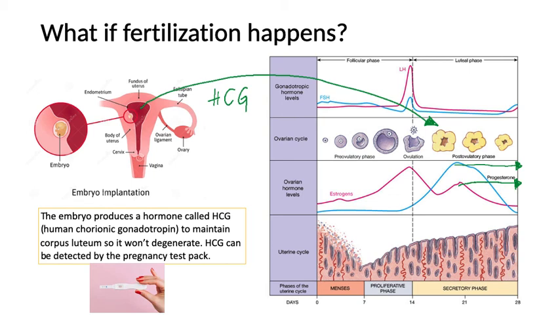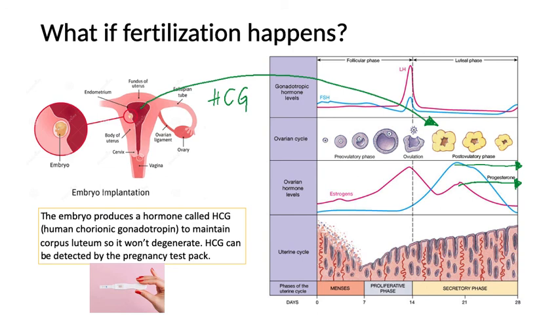Well, this is not part of the syllabus, but I'm sure you will have a question. What if a fertilization takes place? A growing embryo produces another hormone called the HCG, or human chorionic gonadotropin. The function of this hormone is to maintain the corpus luteum so it won't degenerate. And as has been mentioned before, the function of the corpus luteum is to produce progesterone and estrogen.